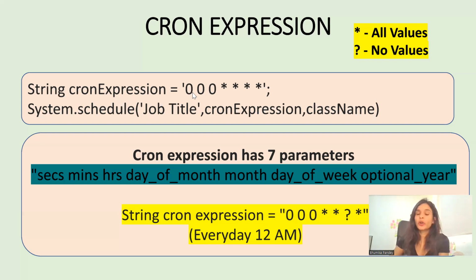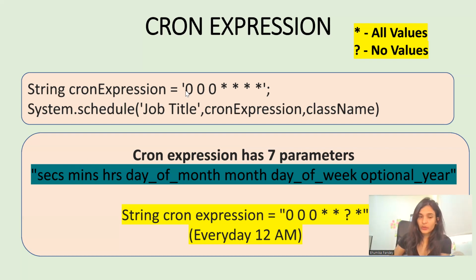So let's say you want to create a cron expression for 12:15. Whatever schedulable apex that you have written, you want to schedule that apex to run at 12 a.m. every day in the night. Sorry, 12:15. Let's say 12:15. This is already 12 a.m. in the night. Let's say you want to run your schedulable apex at 12:15 every day. So how will you do it?